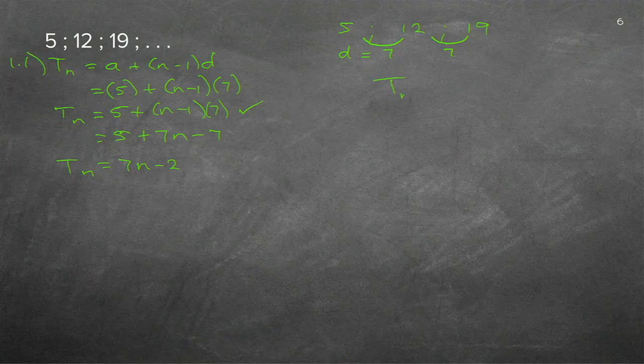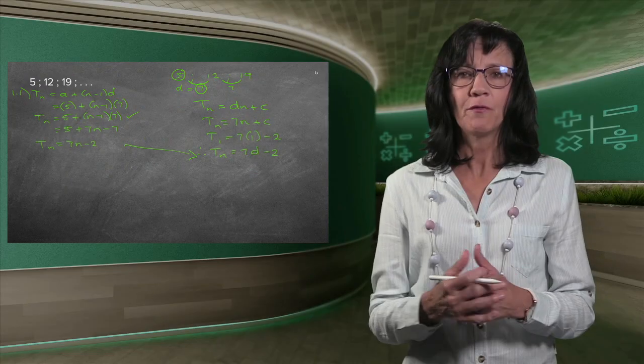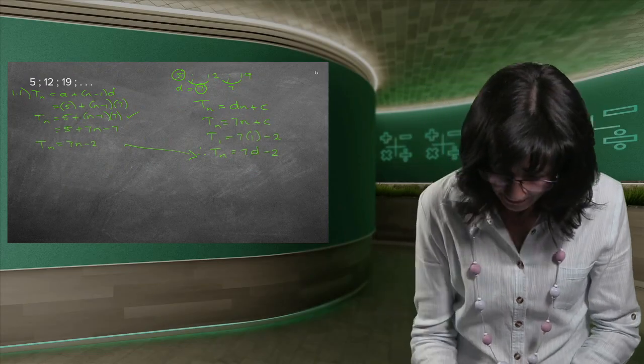If I use Tn is equal to dn plus c, I always check my common difference, which is 7, and I make the d 7n. But now I do not know what the c is. So therefore, we test term 1. Term 1 is 7 times 1, which is 7, but my term 1 is 5. So how do I go from 7 to 5? I subtract 2. That is why I know Tn is 7n minus 2. Can you see it's exactly the same formula? So as I say, you could use any one of the methods, whichever one you find easier to find the nth term.